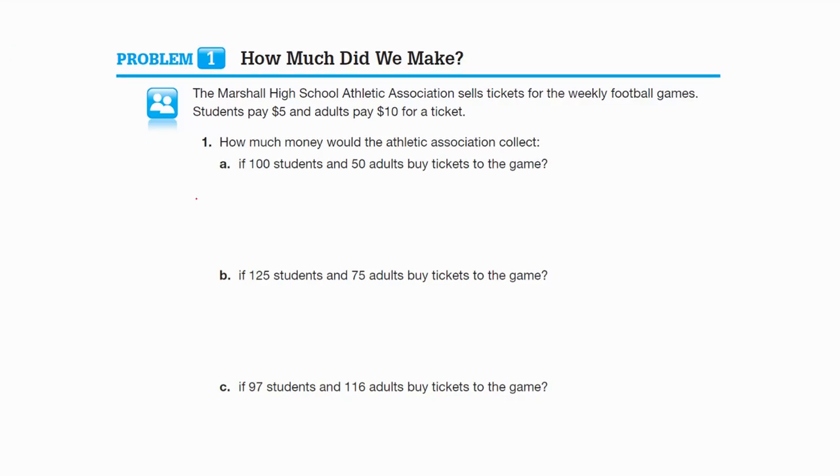I've got Marshall High School Athletic Association. They're selling tickets for the weekly football game. Students pay $5 and adults pay $10 for a ticket. So how much money would they get if 100 students and 50 adults bought tickets? Well, you should have done 100 students times $5 a ticket, and then added that to 50 adults times $10 a ticket. And we would get 500 plus 500 is $1,000.